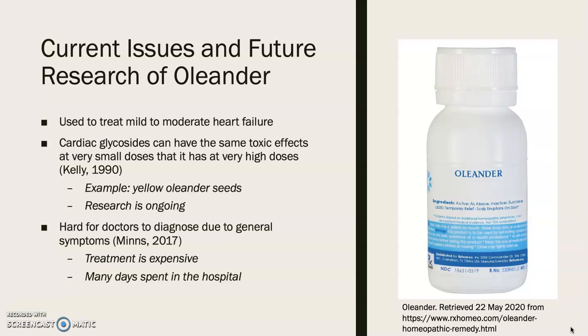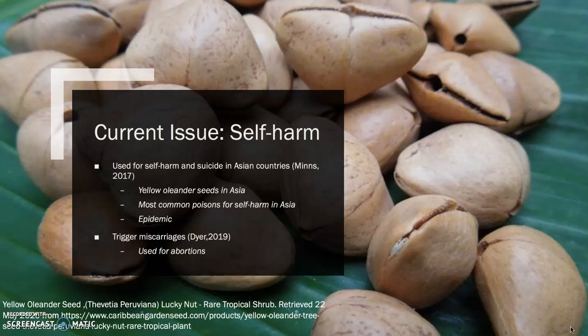Another issue is that oleander has become a means of self-harm in Asian countries. People will voluntarily ingest the seeds of the yellow oleander to self-harm or to commit suicide. It is now one of the most common poisons used in self-harm in Asia. In 2002, India called the issue an epidemic because it was becoming so common. Oleander seeds and extracts have also been used to trigger miscarriages and for abortions.